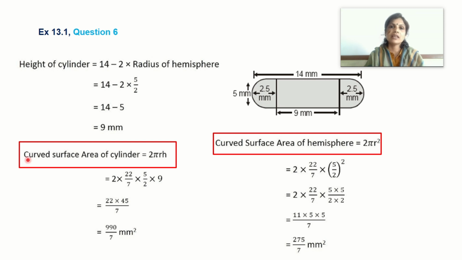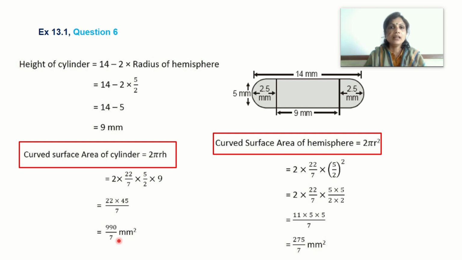So the curved surface area of the cylinder is equal to 2 pi r h. We have all the values. Substitute that: 2 into 22 upon 7 into 5 upon 2 into 9. This 2 and 2 we can cancel. So we are left with 22 multiplied by 9 5s are 45 upon 7. And quickly multiply these two terms, children. I am sure you are doing the sums along with me. So your multiplication comes equal to 990 upon 7 mm square.